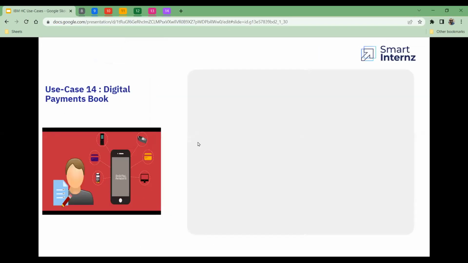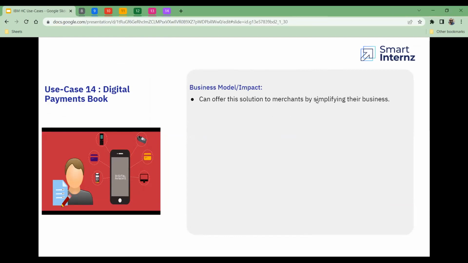Okay, so let's see the business model that we can build. We can offer this solution to the merchants, where this hassle of recording everything will become easy for them.